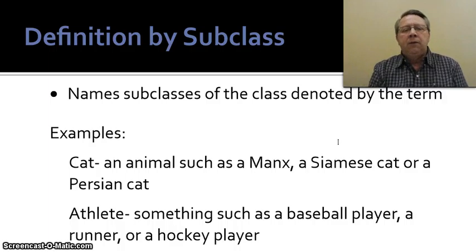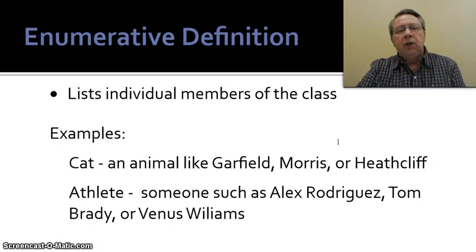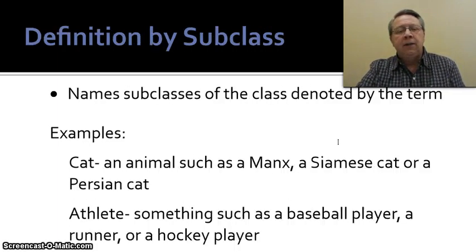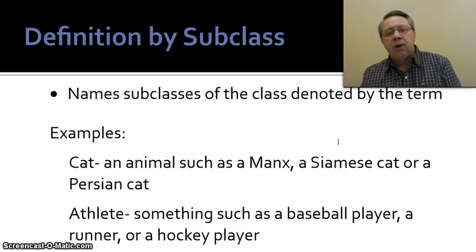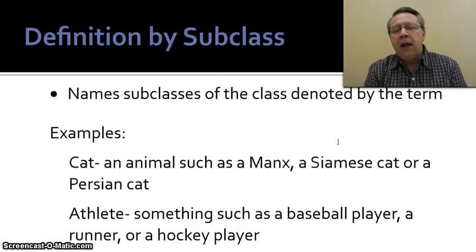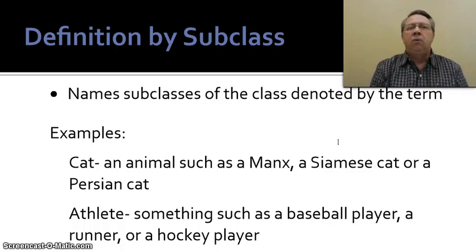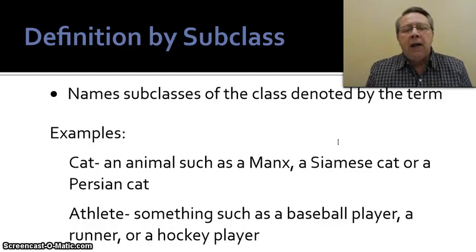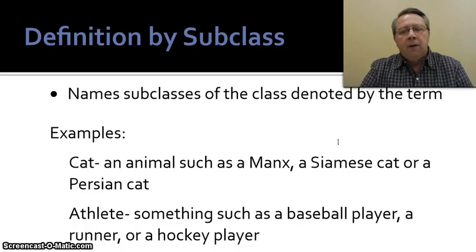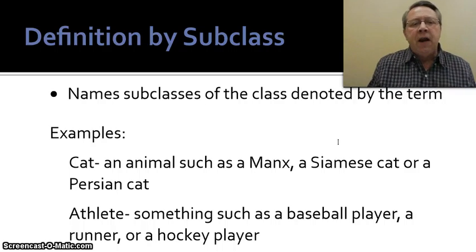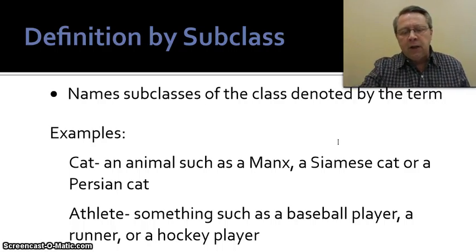The third is a definition by subclass. This names subclasses of the class denoted by the term. A cat, which enumeratively would be the members of a class, now goes into subclasses of the class. So a cat would be an animal such as a Manx or a Siamese cat or a Persian cat or a tuxedo cat or whatever other kind of tabby cat, etc. An athlete: instead of saying Peyton Manning, we would say someone who plays baseball, a runner, a hockey player, a soccer player, etc. So we're now defining it by subclass as opposed to the member of the class.